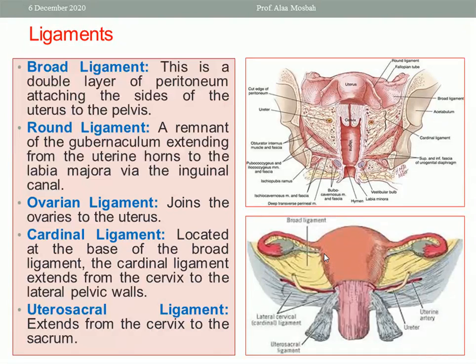Cardinal ligaments are located at the base of the broad ligament. This is the cardinal ligament. This is a very strong ligament, by the way. It gives good support to the uterus and cervix and the upper part of the vagina. Cardinal ligament, or Mackenrodt ligaments, runs from the cervix to the lateral pelvic wall. Uterosacral ligament extends from the cervix to the sacrum. This is called the uterosacral ligament, as in this picture. This is the uterosacral ligament, one on each side.